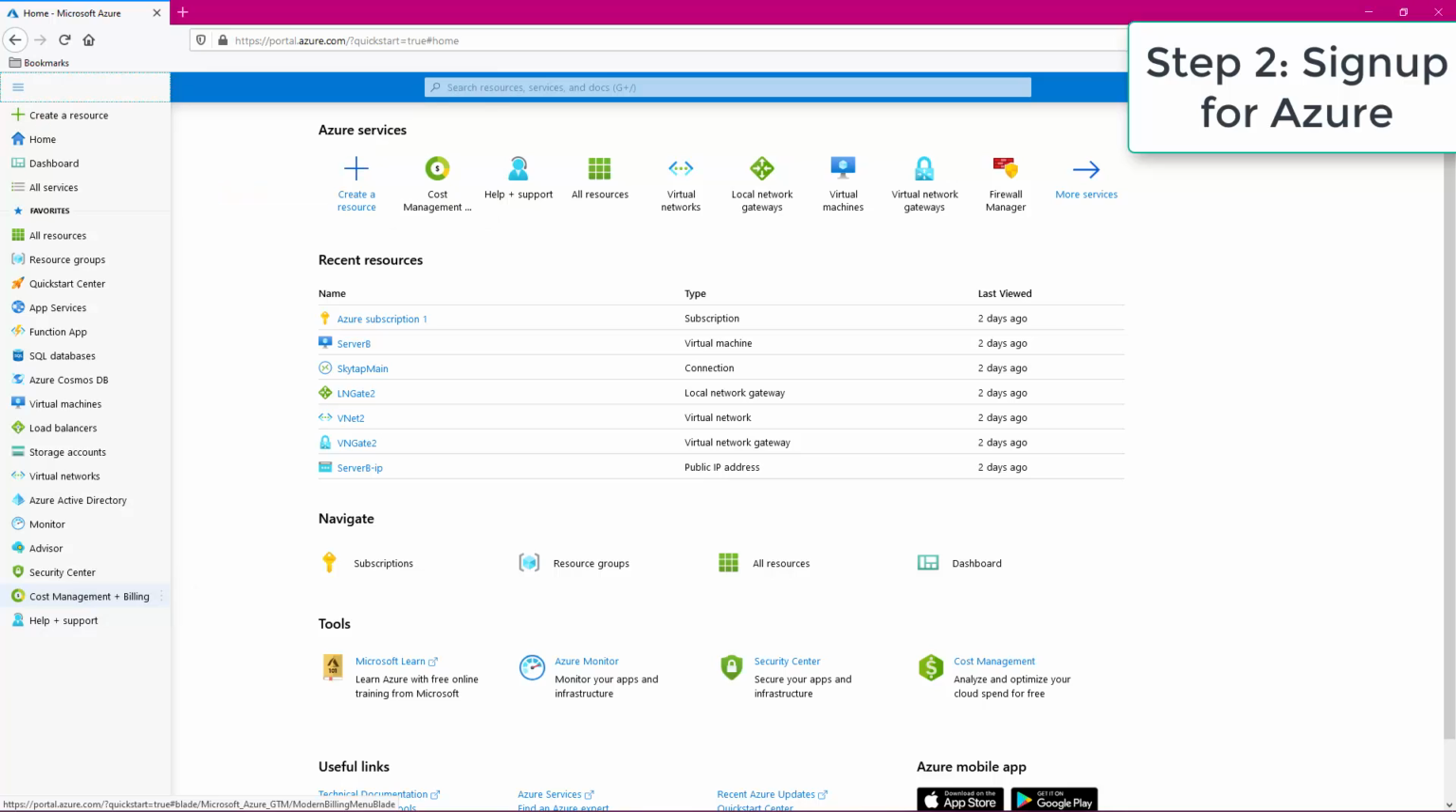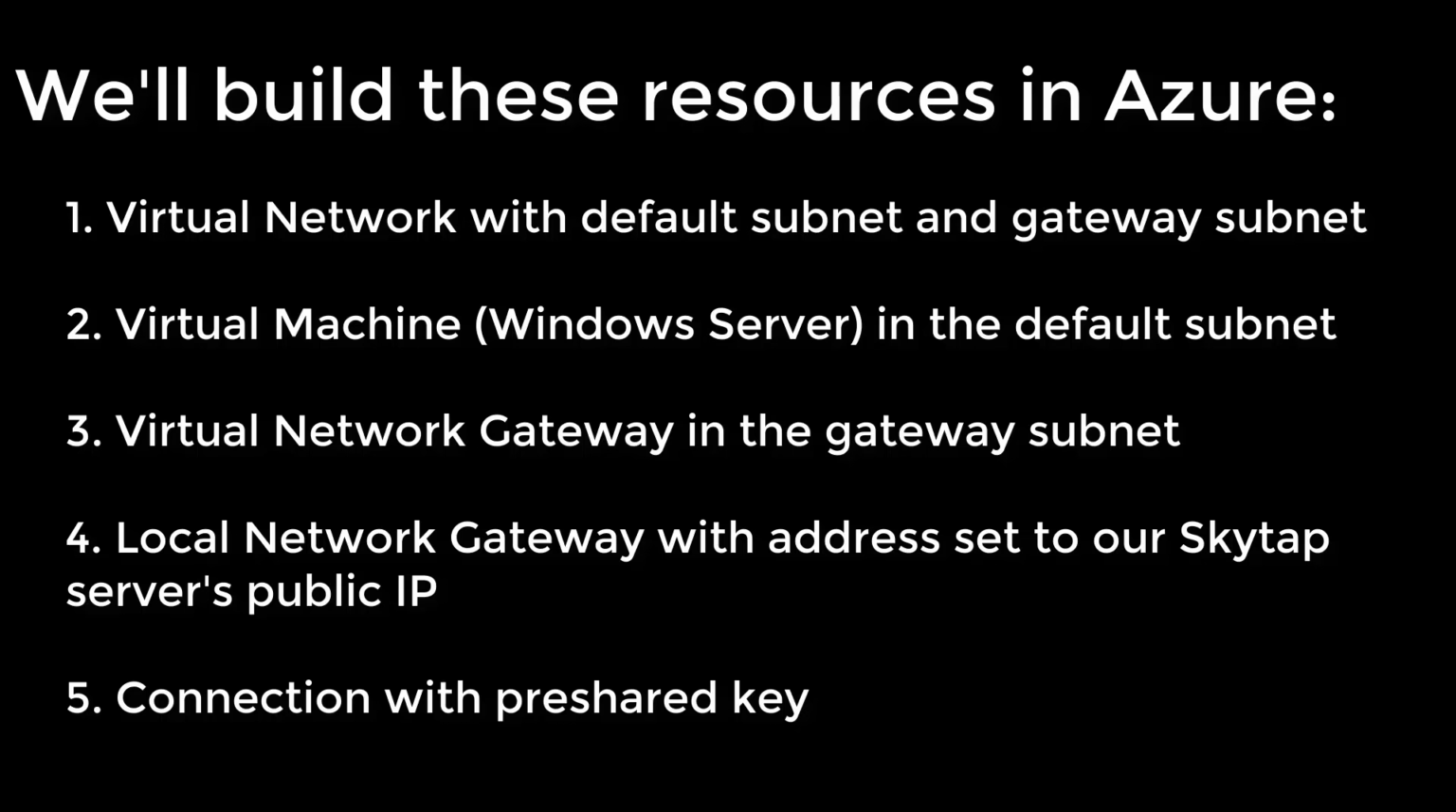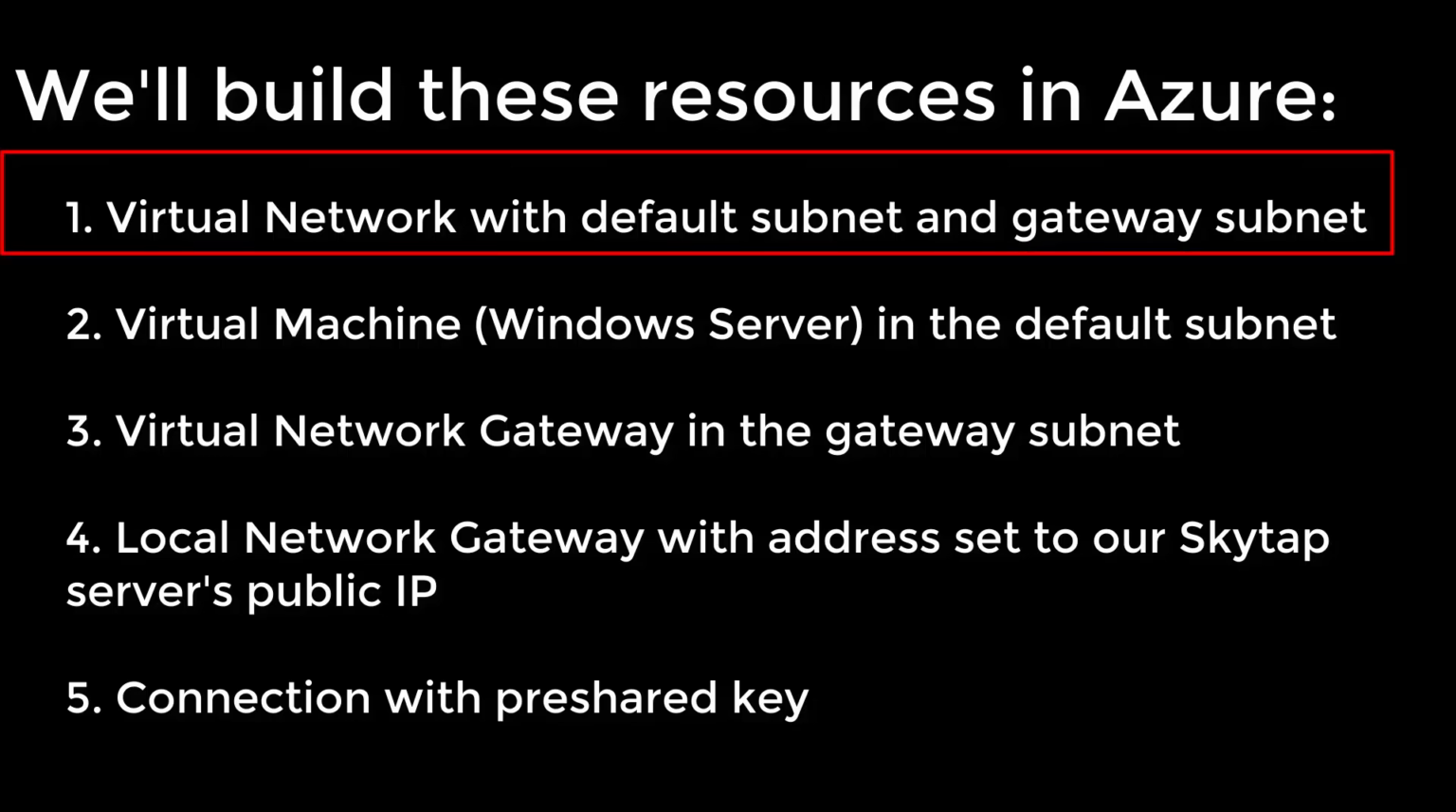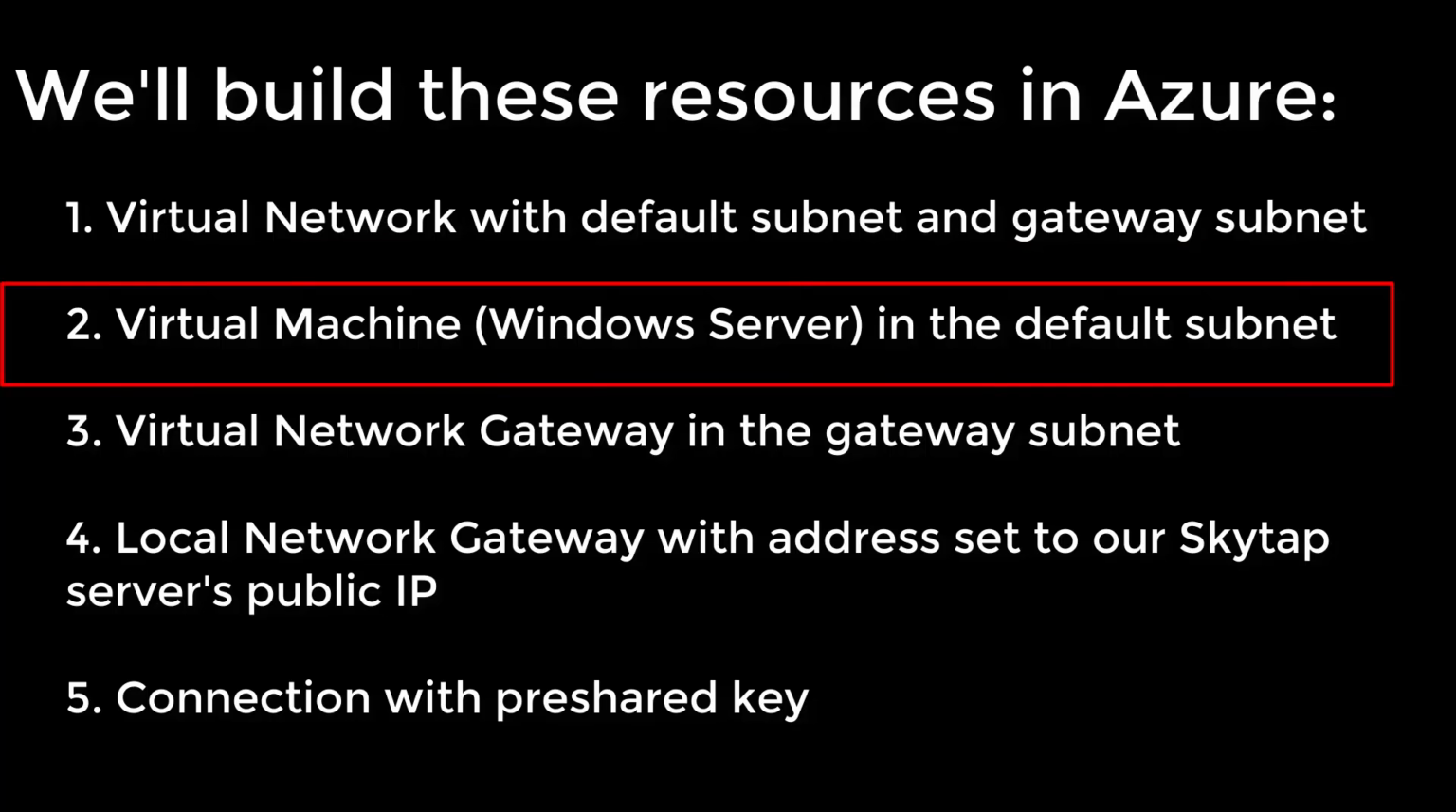So basically, Azure lets you build each part of your network individually, including servers and gateways, and they're referred to as resources. It's really different from Skytap. For the connection, we're going to build in Azure the following: a virtual network with its own address space and a default subnet and gateway subnet, a virtual Windows Server 2019 machine in that default subnet, and this will be our second domain controller for the project.